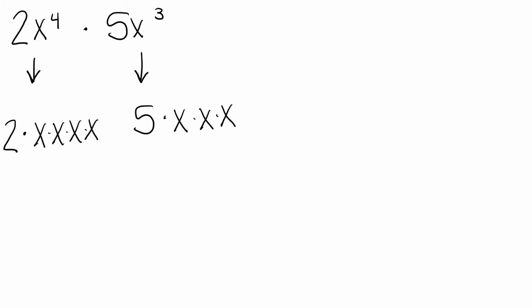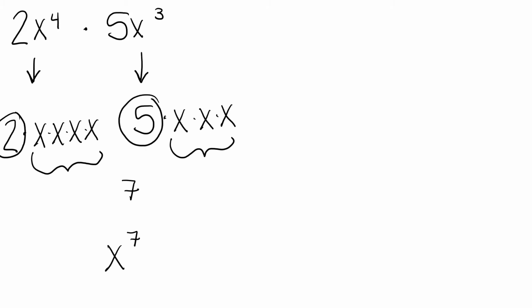We total up all of our x's, which is going to give us 7. So we have x to the 7th power. And then we multiply the coefficients. They are not exponents. They don't get added. They're just regular numbers. 2 times 5 gives us 10. 10 x to the 7th.